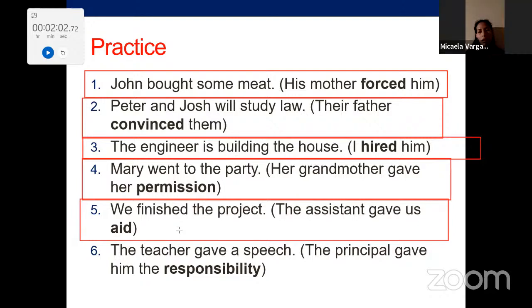So one more time, please. The last time, Micaela. The assistant helped us finish the project. Perfect. Very good. So here, finish the project or to finish the project, both are going to be okay with help, but the most common and more natural is only base verb, right? Finish. Great. Thank you, Micaela. Very good. And the last one is for you, please, Lucia.